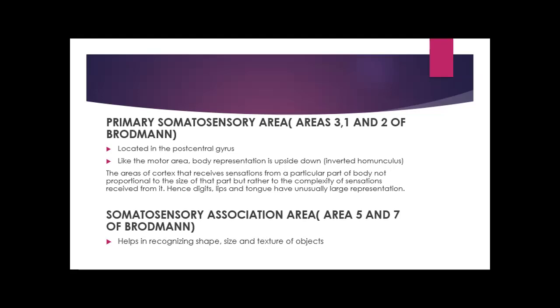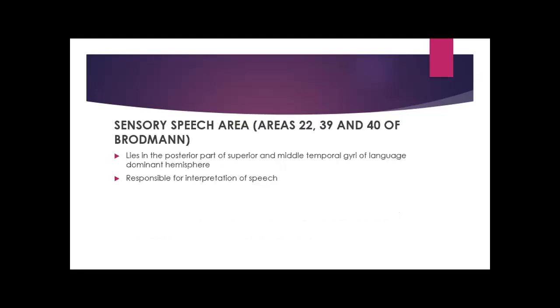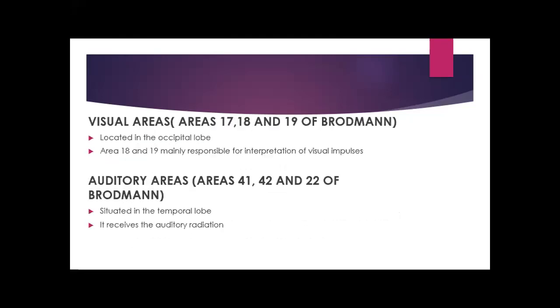Then we have the somatosensory association area, which are area 5 and 7 of Brodmann, which help in recognizing shape, size, and texture of objects. Then we have the sensory speech area, which are area 22, 39, and 40 of Brodmann, and they lie in the posterior part of superior and middle temporal gyri of language dominant hemisphere and are responsible for interpretation of speech.